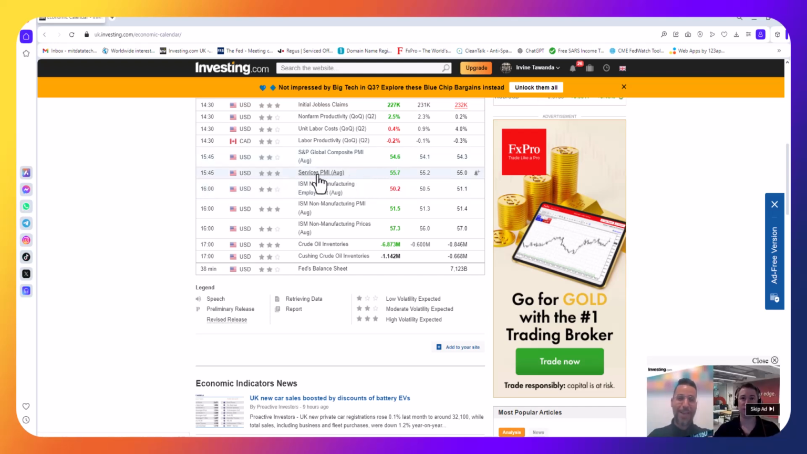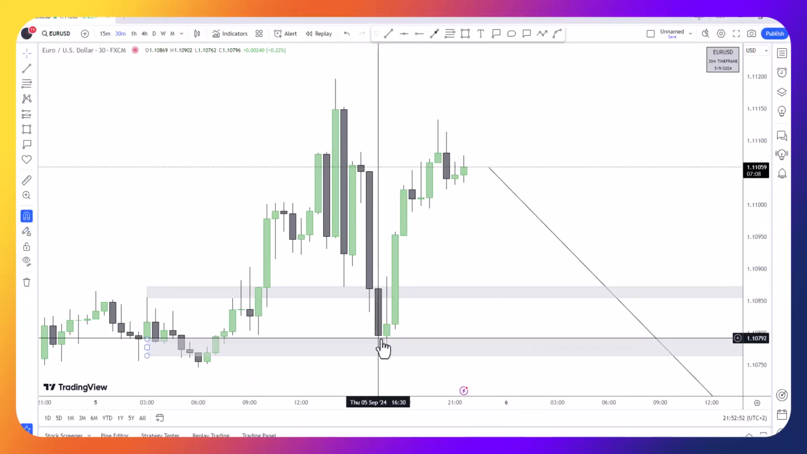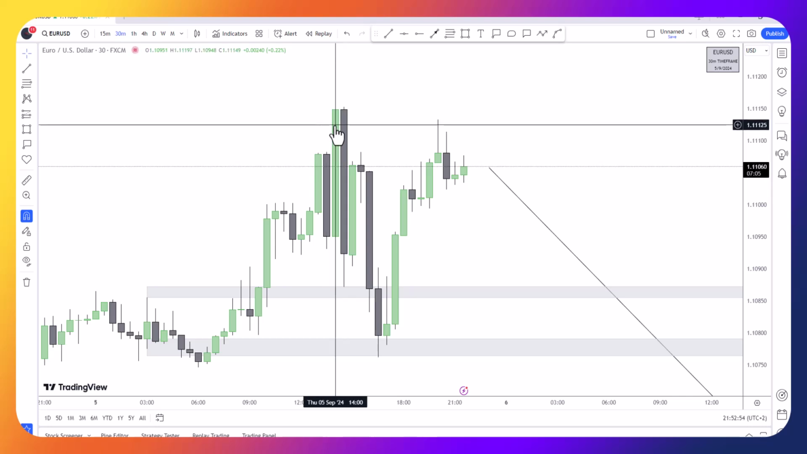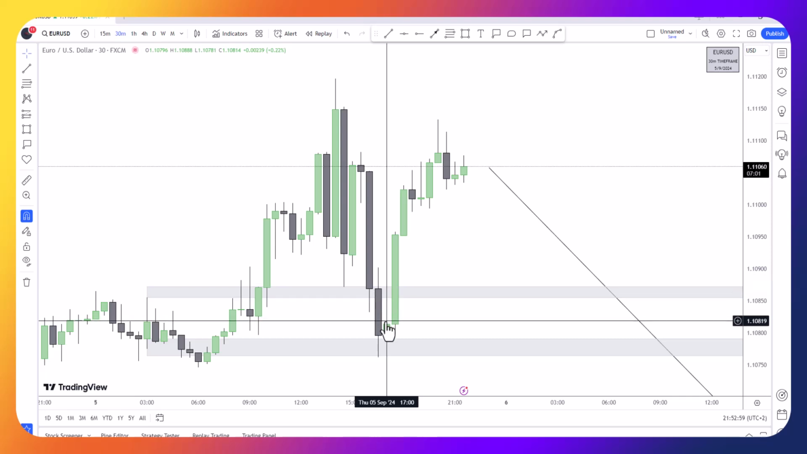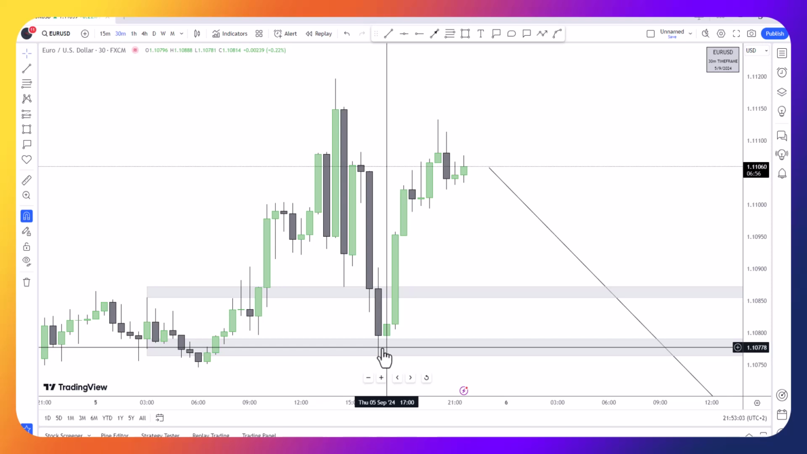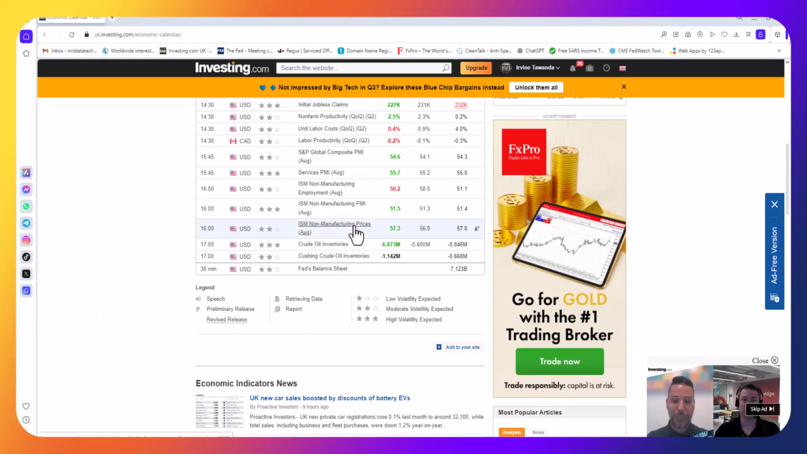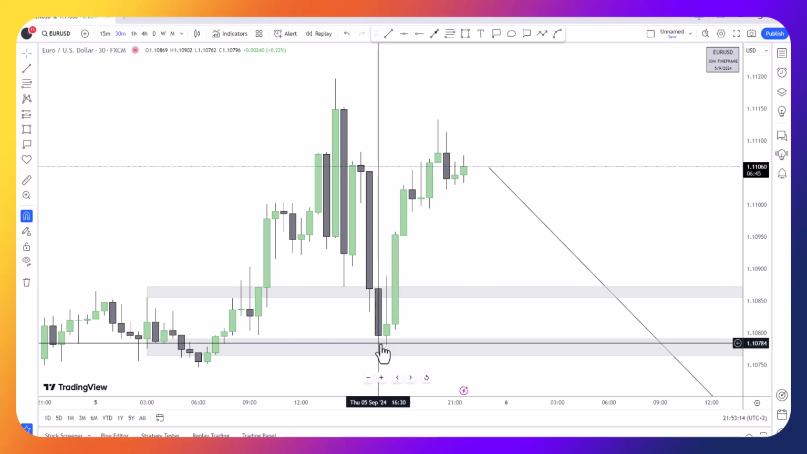You see, positive PMIs, positive PMI, positive PMI. Positive PMIs resulted in euro losing its grip on the uptrend, right? Positive news for the dollar, you get a weaker euro USD. That weaker euro USD, because of those positive PMIs, you see, price was just trading back into discount.